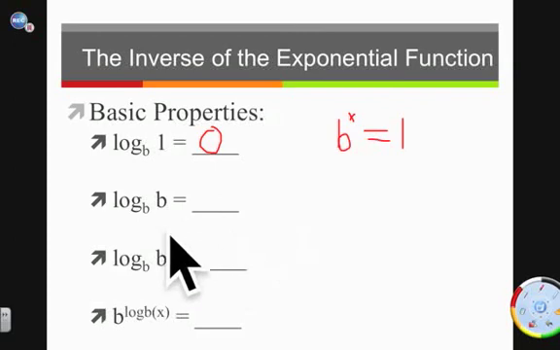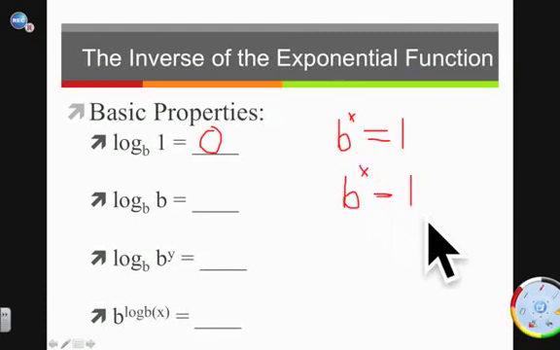And then likewise, we go back into the log base b of b, and we just do the same thing. I don't know what the answer is, so I use a variable, and I say, well, base b to the power of x is equal to b. Well, we know that b to the first power is b, because this really is b to the first power. That means this is 1. So log base 2 of 2 is 1. Log base 5 of 5 is 1.